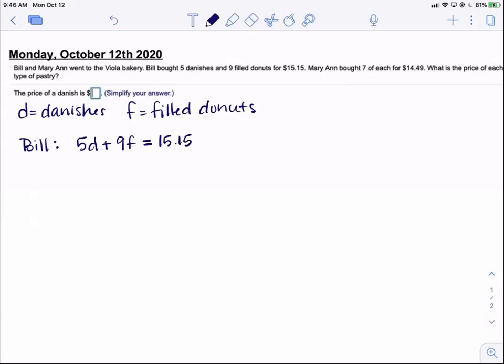Okay. Mary Ann, she bought 7 of each. So 7D plus 7F equals 14.49. Okay, now we want to solve this. So let's talk. Do we want to use graphing, substitution, or elimination? Which one would be best to use?